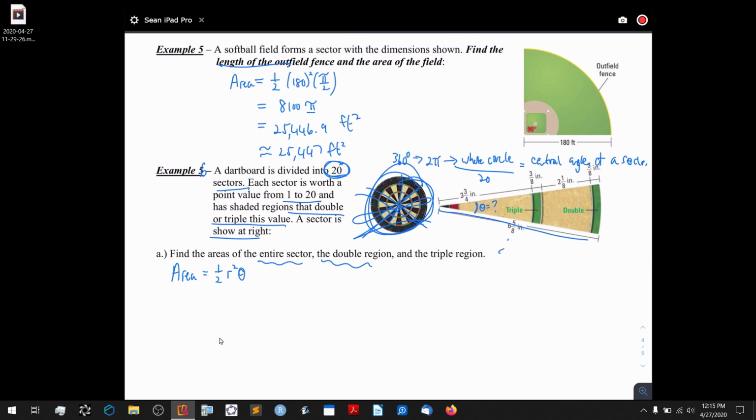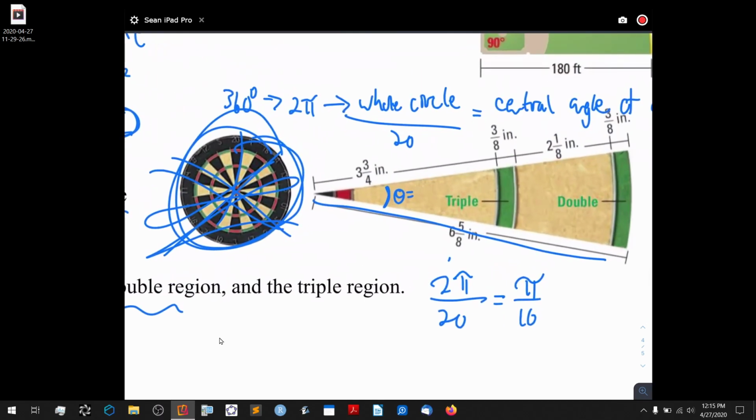So what is that? 2 pi is the whole circle in radians, divided by 20. If you do that, you get pi over 10. So the central angle is pi over 10. We did it. The central angle here is pi over 10.